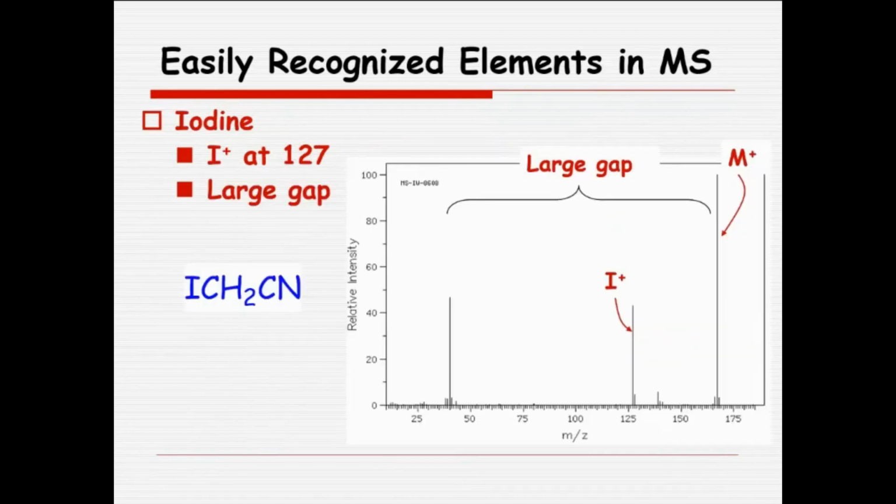Now iodine. Suppose you have iodine in the molecule, you'll have a peak at 127. If a 127 peak appears as a fragment ion peak, you can be confident that iodine has been lost, because the atomic weight of iodine is 127. So you can be sure there is a removal of iodine. Iodine has a mass of 127.